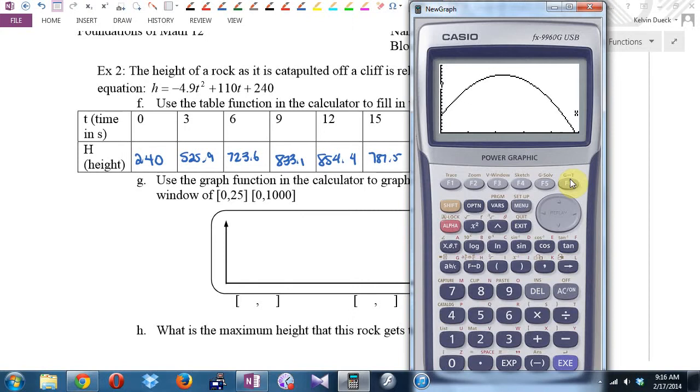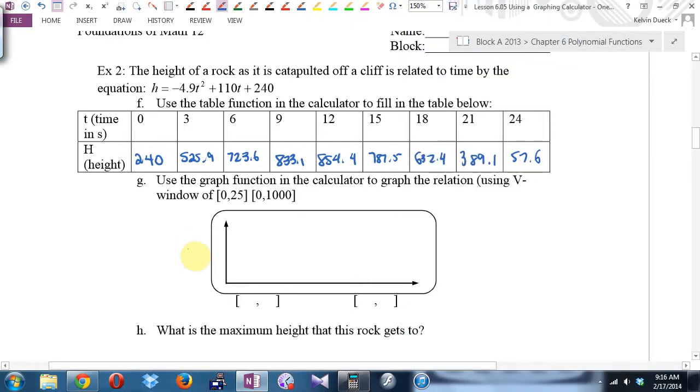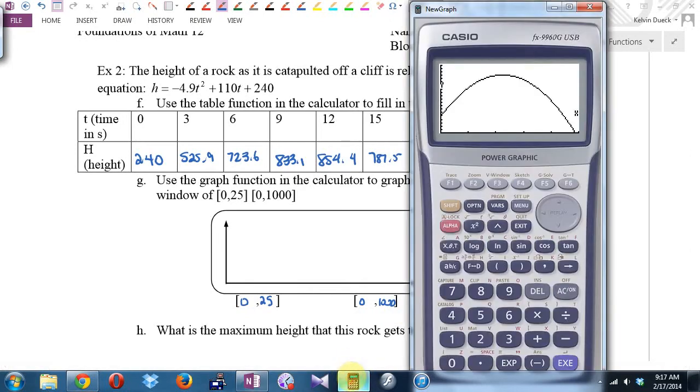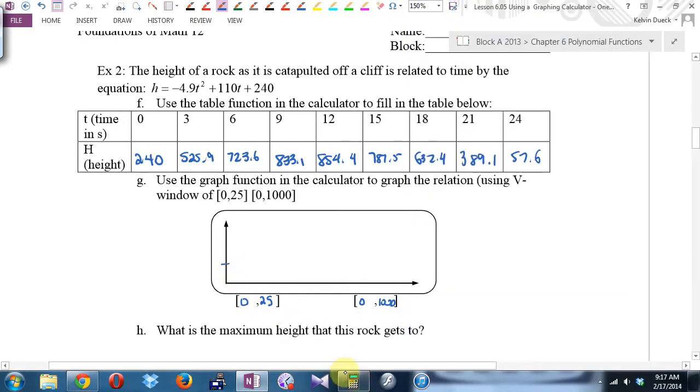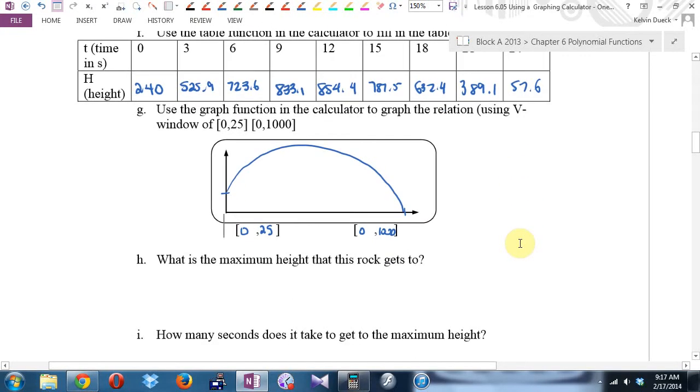Okay, let's first of all do a little sketch here. So 0 to 25 is my X window. 0 to 1,000 is my Y window. My graph looks like it starts right about here, and it hits the ground right about there, so sort of like that. So far, so good? Okay.